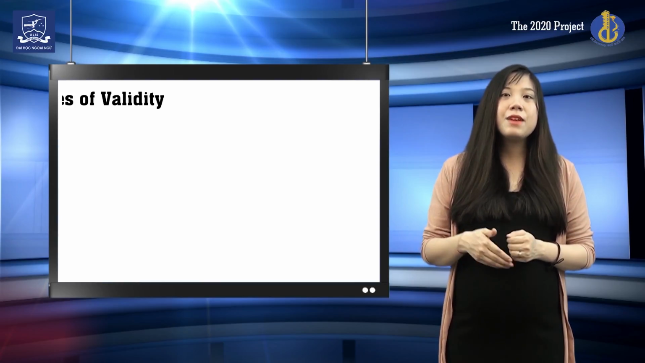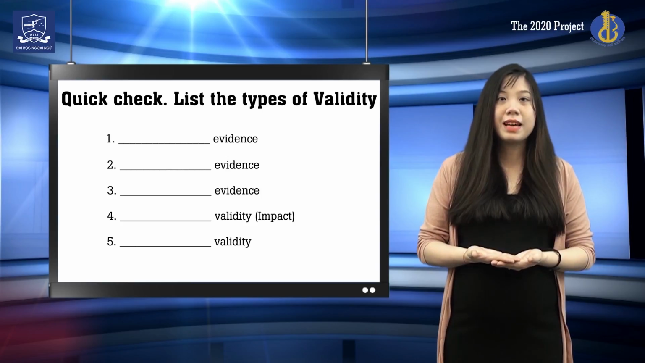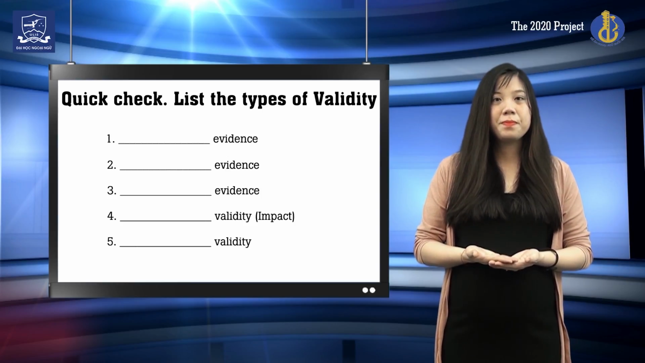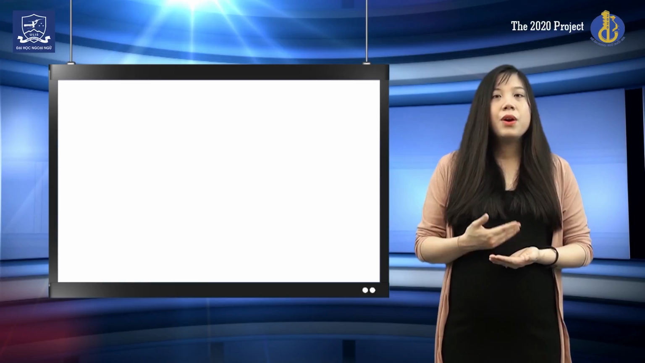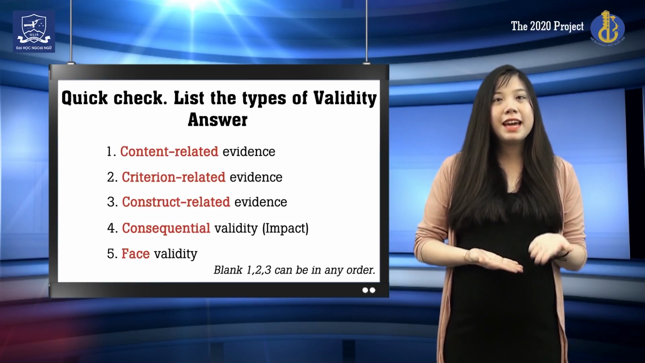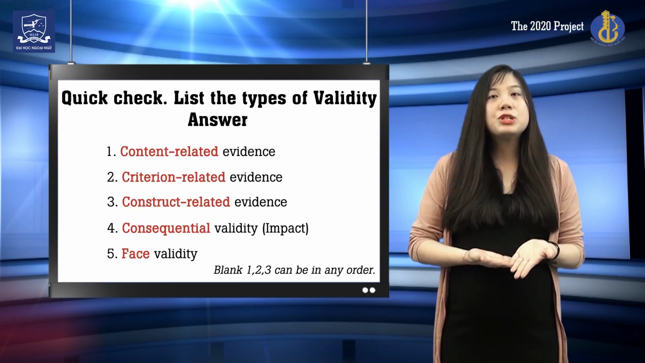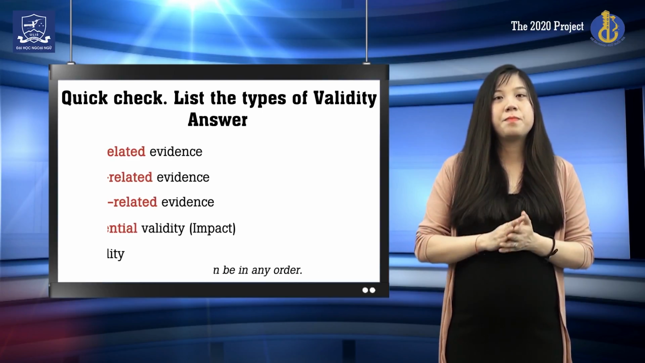Now, let's have a quick check about the 5 types of validity we have just covered. Alright, here is the answer key for this quick check. The blanks are content-related, criterion-related, consequential, and face.